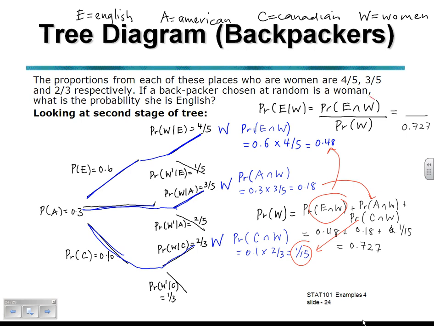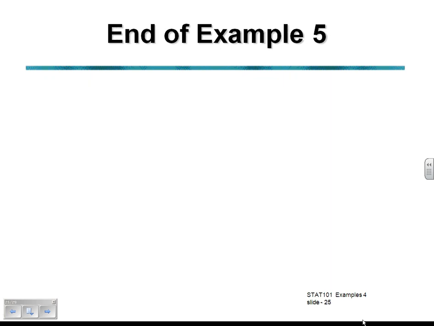Now we have those, transferring those across. Probability of English given that it's a woman is the probability of English intersection woman, that's our 0.48, divided by that total probability of being a woman of 0.727. The answer being 0.66 to 2 decimal places. So the question, if a backpacker chosen at random is a woman, what is the probability she is English? The answer, 0.66 to 2 decimal places. And that's the end of example 5.